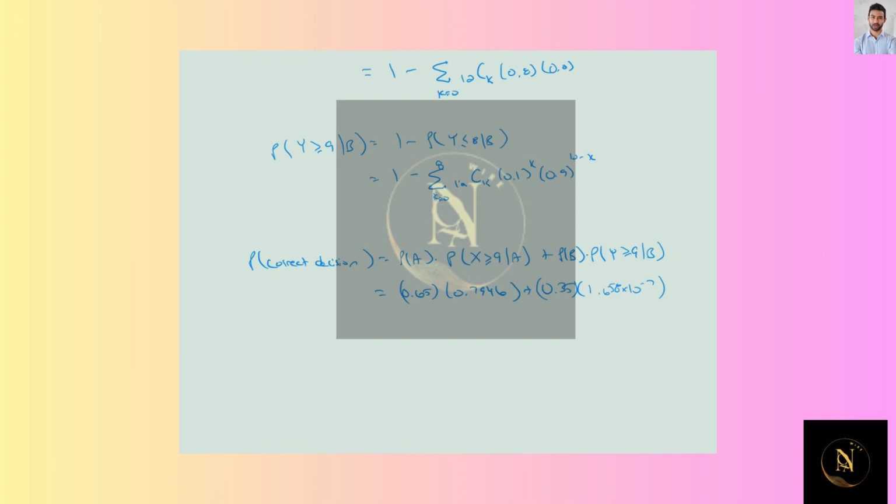Okay, so we multiply that by 0.35. And then add to that 0.65 times 0.7946. You get 0.5165, or a 51.65% chance of making the correct decision.